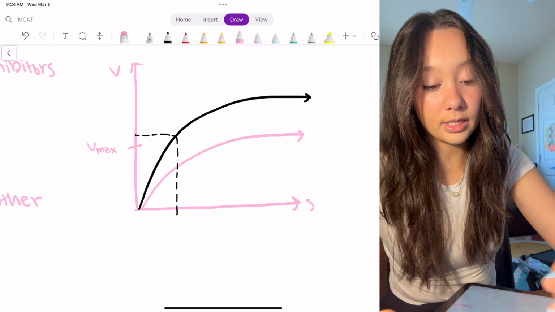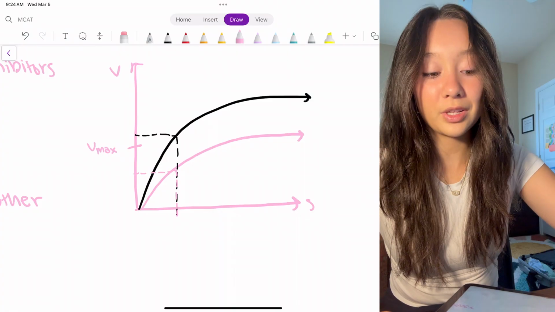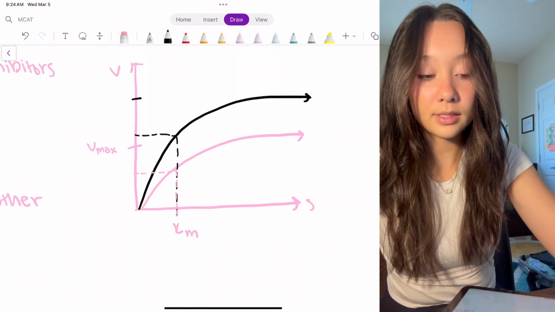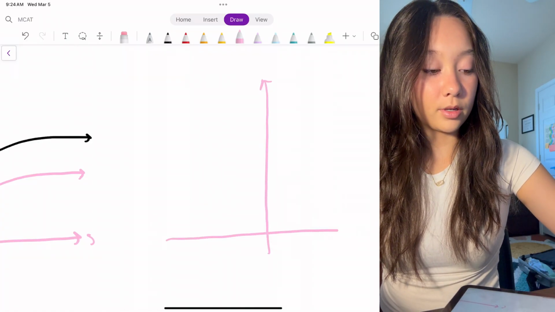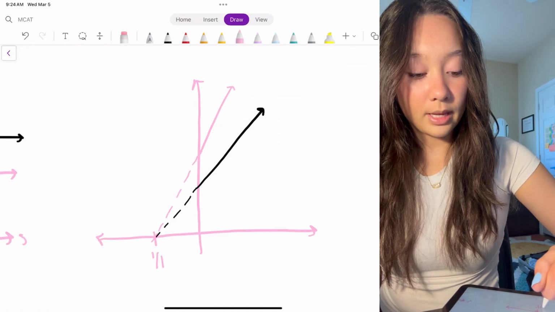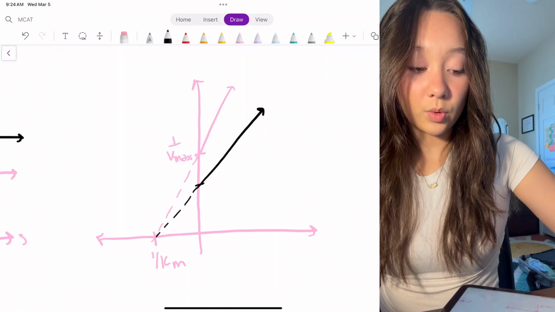Now, if we want to find it here, it's probably going to be right here, which is the exact same spot. So the Km is the same and the Vmax is different. If we want to draw this on a Lineweaver-Burk plot, it is going to look like this. As we can see, 1 over Km is the exact same, but the Vmax's are going to be different.